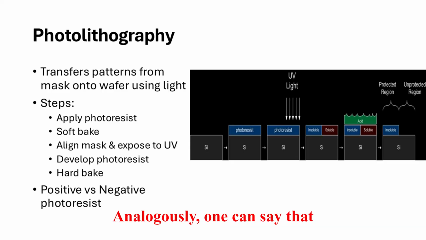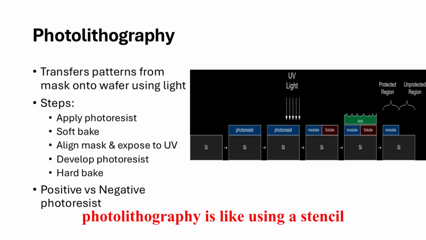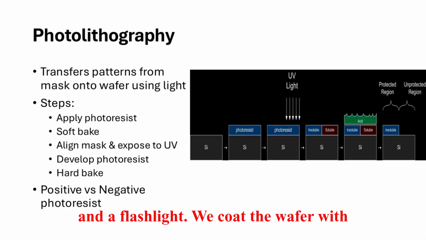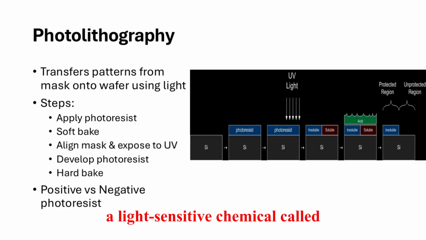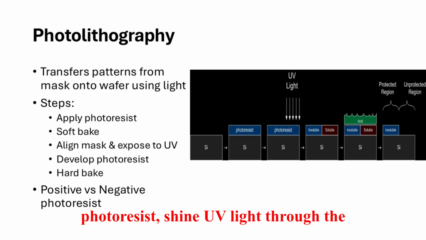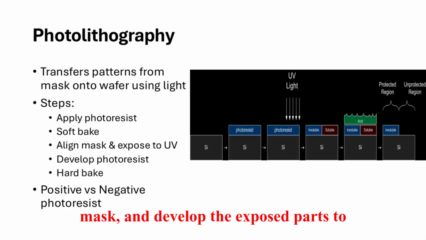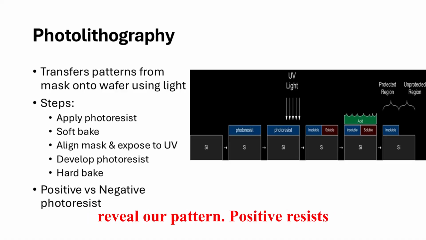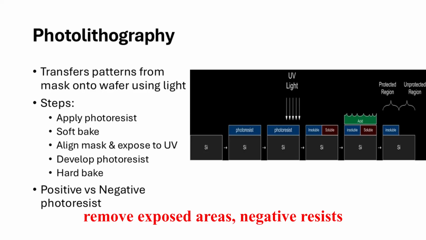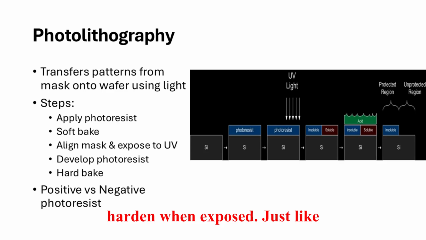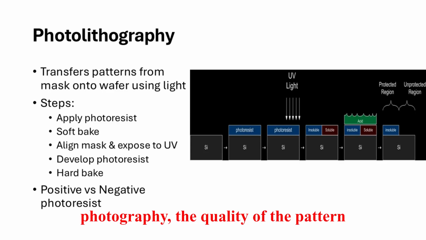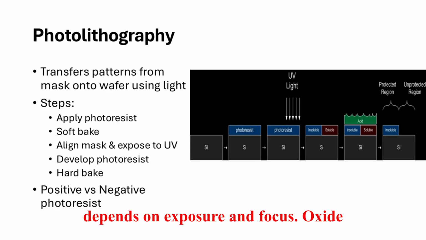Analogously, one can say that photolithography is like using a stencil and a flashlight. We coat the wafer with a light-sensitive chemical called photoresist, shine UV light through the mask, and develop the exposed parts to reveal our pattern. Positive resists remove exposed areas, negative resists harden when exposed. Just like photography, the quality of the pattern depends on exposure and focus.